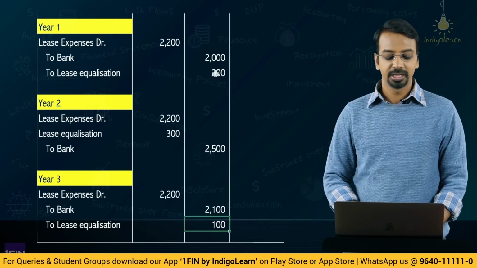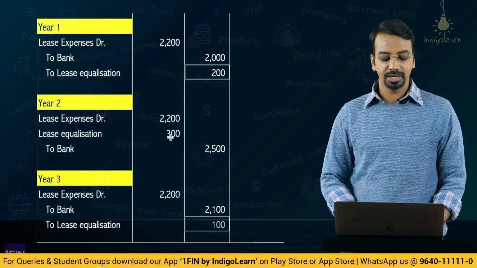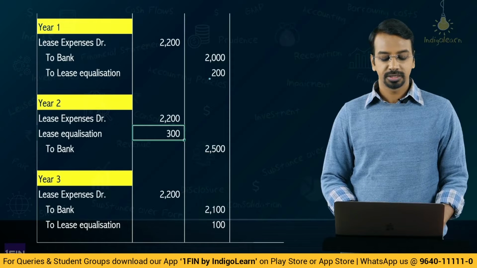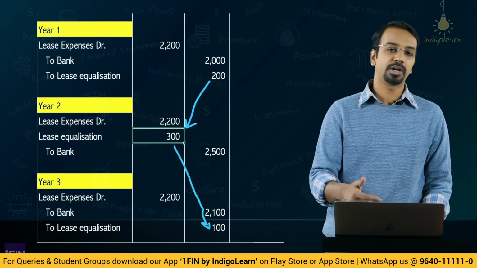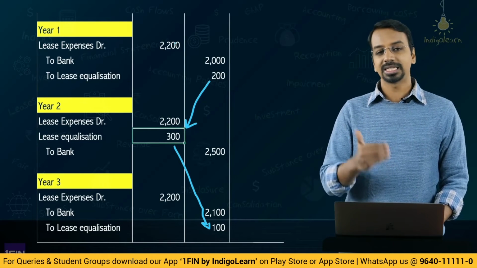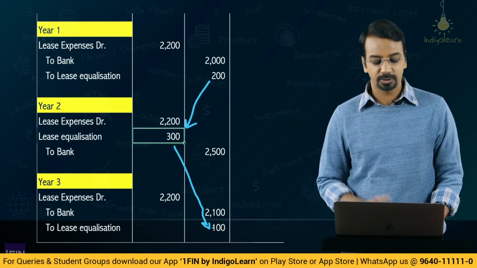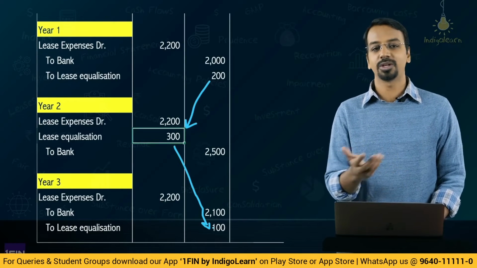So 100 of credit, 200 of credit here, 300 of debit here. So this is how it will be knocked off. So this 200 credit and this 100 of credit from here, 200 plus 100 makes it 300. The lessor gets 2000 plus 2500 plus 2100, and this is how the accounting is done.